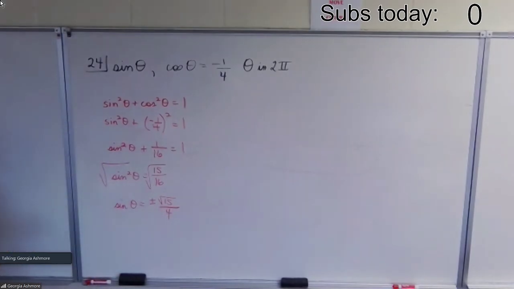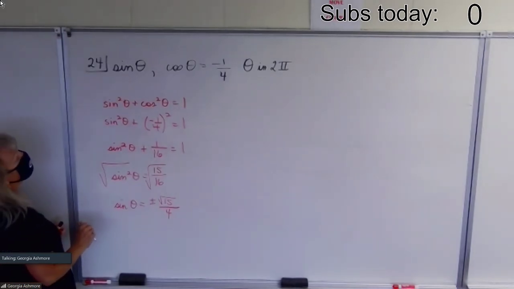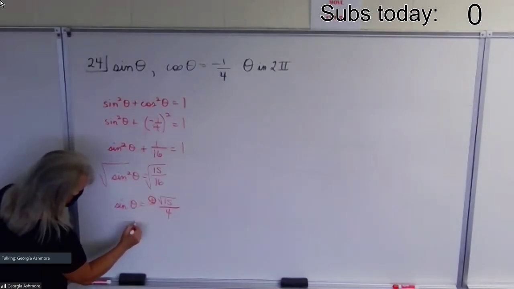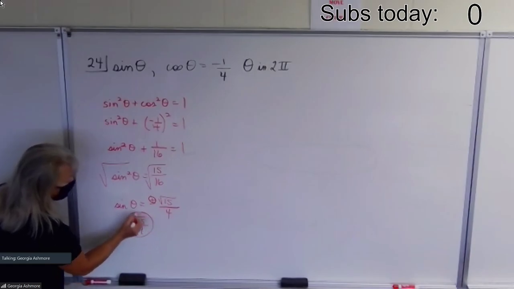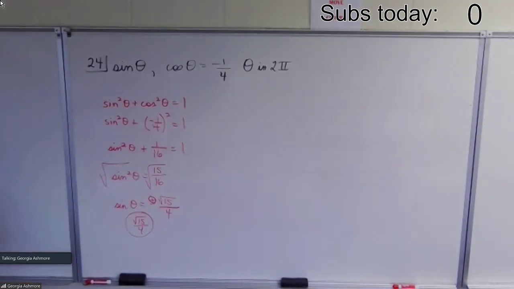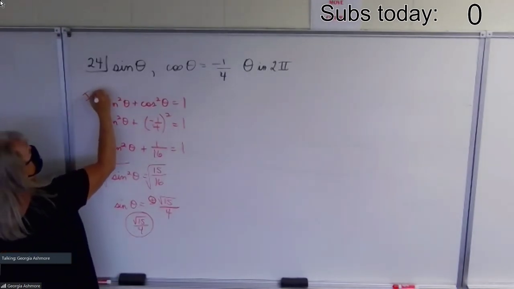Now, I have not used that theta is in quadrant 2. You're going to use every piece of information. So if theta is in quadrant 2, would sine be positive or negative? Positive. So my answer is square root of 15 over 4. And that wasn't awful. There was quite a bit of algebra in it. Okay. This was used in your identity.